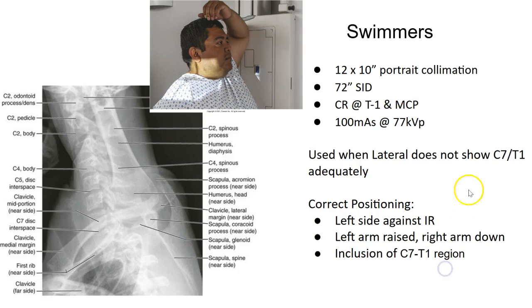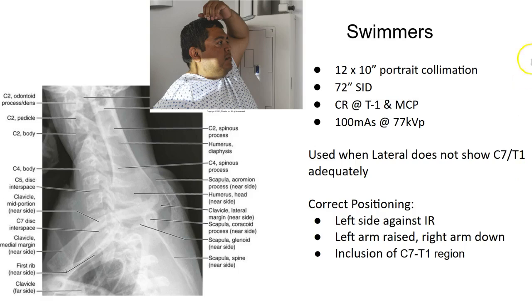Okay, very nice. Next, let's look at our swimmers. So let's say we do the lateral and for whatever reason, we are unable to see C7T1. Maybe the patient's got really big shoulders, maybe they were unable to relax their shoulders, maybe they couldn't tolerate sandbags. In any case, if we can't see C7T1, we need to do a swimmer's.